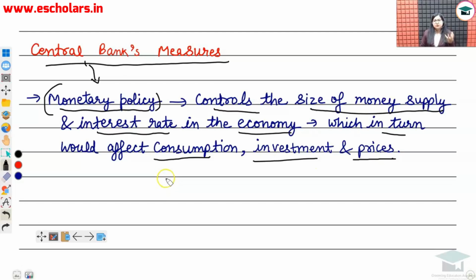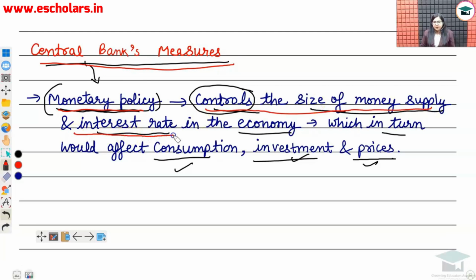Now, how the monetary policy is effective in bringing stability in consumption, investment, and prices, we will study in our next chapter in detail. Okay, so as of now, we just need to remember that the central bank brings stability in the economy in terms of consumption, investment, and prices by implementing its monetary policy, and through monetary policy, the central bank basically controls the size of money supply and interest rates prevailing in the economy. So let's have a look. Central bank's measures. Monetary policy basically controls the size of money supply and interest rate in the economy, which in turn would affect consumption, investment and prices.